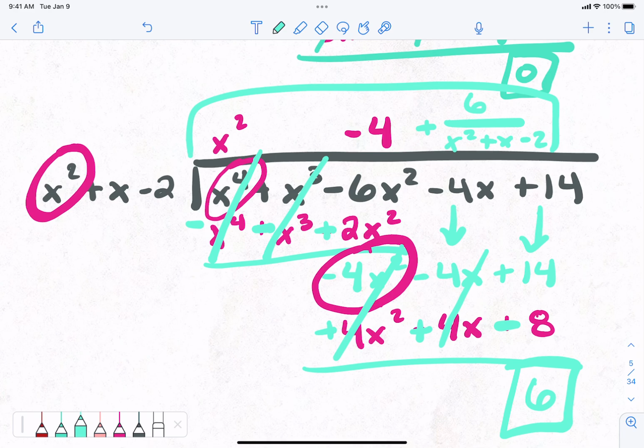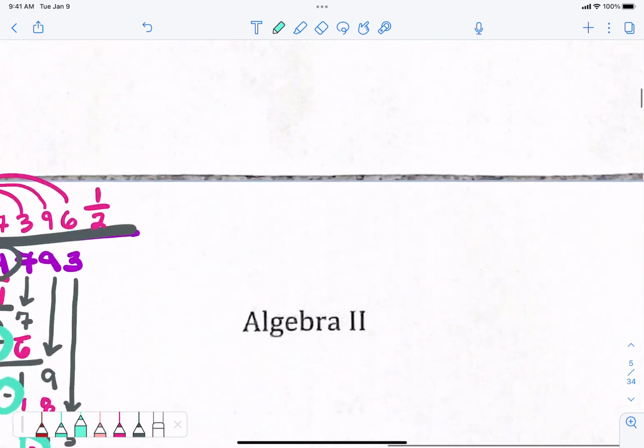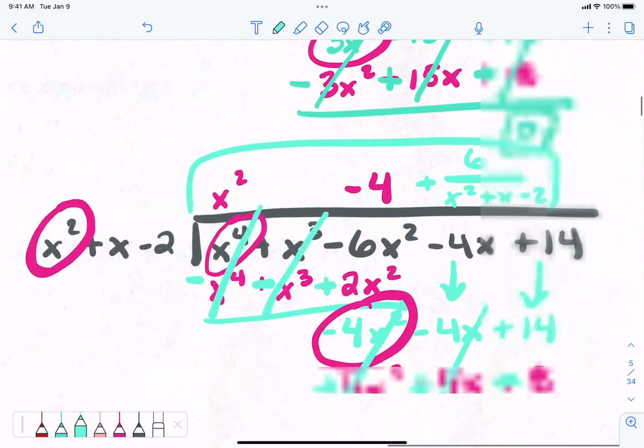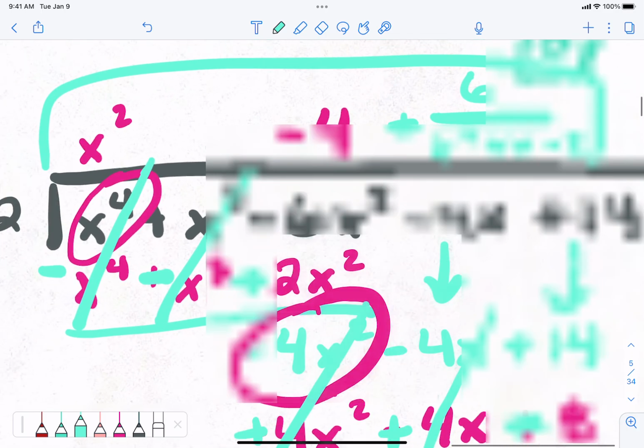Do you remember up above when we were doing this problem, I said don't write it as 0.5, write it as 1, which was our remainder, over 2, which is what we were dividing by, right? That's why we wrote it like that, okay? So we do plus 6 over whatever we were dividing by, okay?